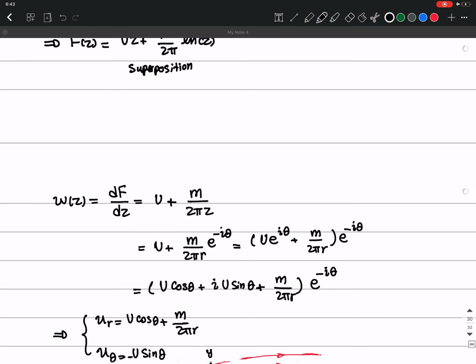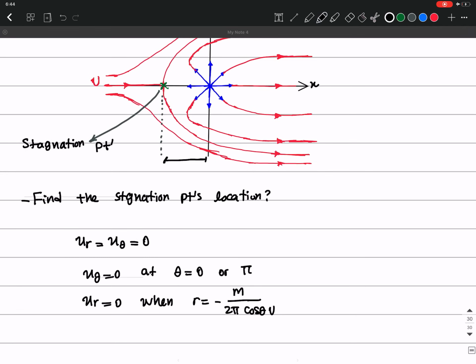Right, let me just check. Yes, it's correct. So in order for both of them to be true, at theta equals 0, cosine theta is 1, so this is going to give me a negative r, which doesn't make sense. So the only possibility is when theta equals pi, and then r is going to be m over 2 pi U. So this distance is going to be m over 2 pi U.